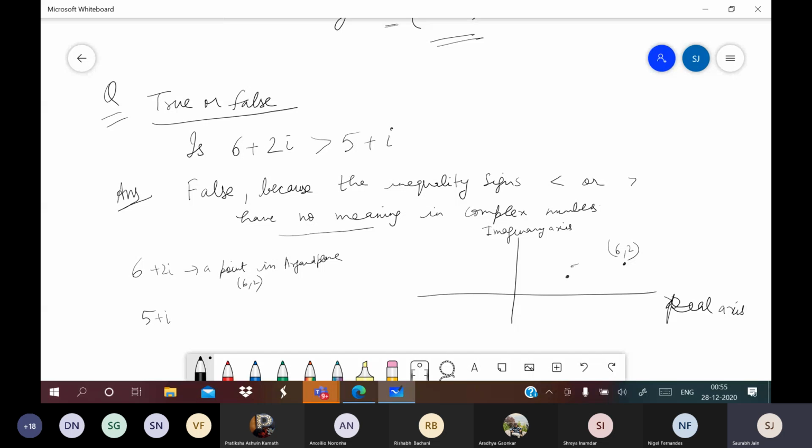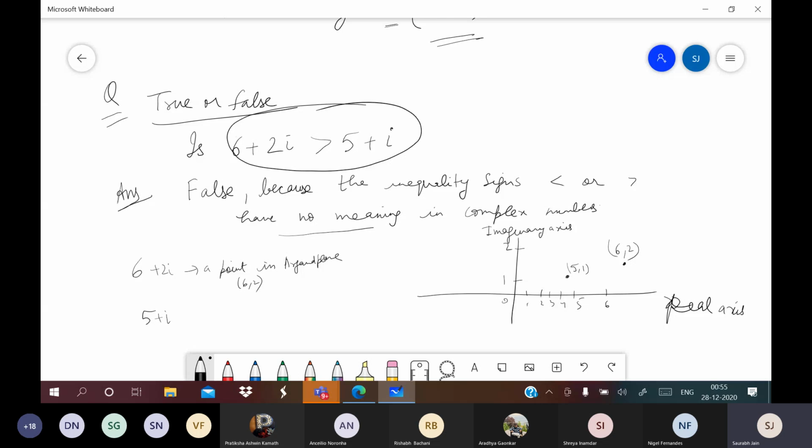Again it is a point. Say it is somewhere here, 5.1. Okay, you do this labeling 0, 1, 2, 3, 4, 5, right? 6, then 1, then 2. Okay, so you get these points. Now let us come back to the question.